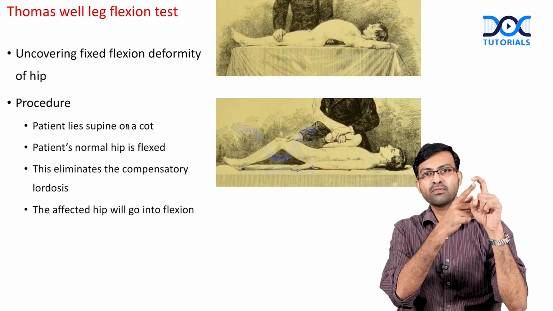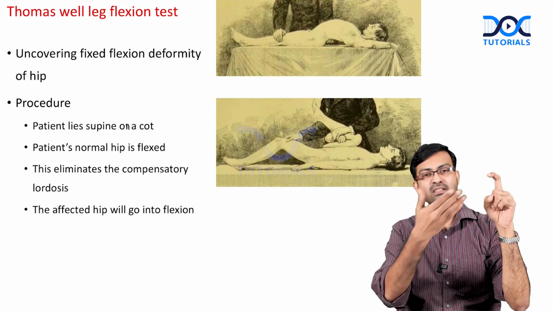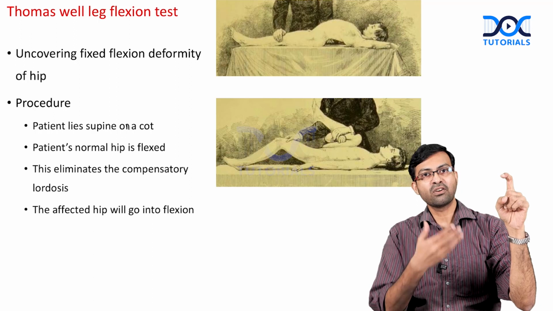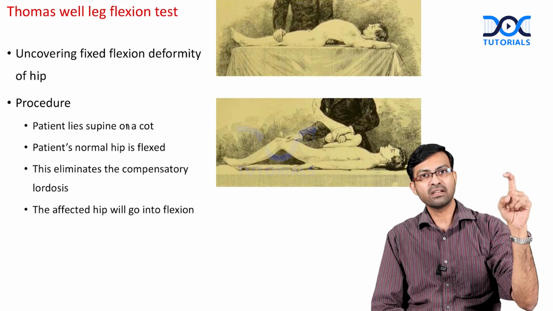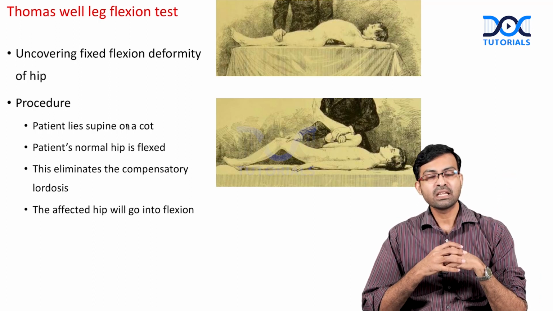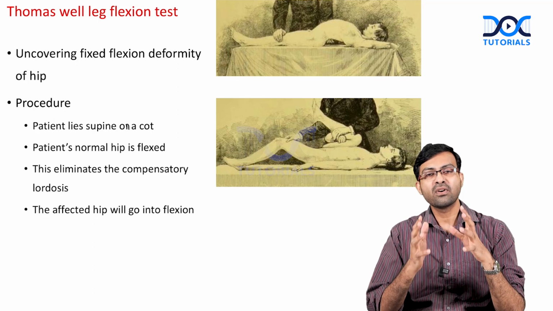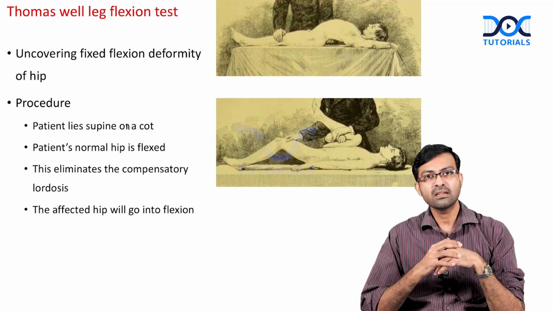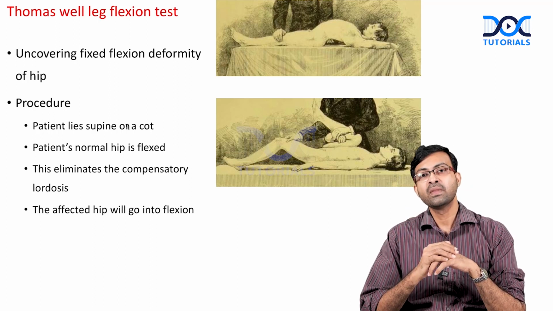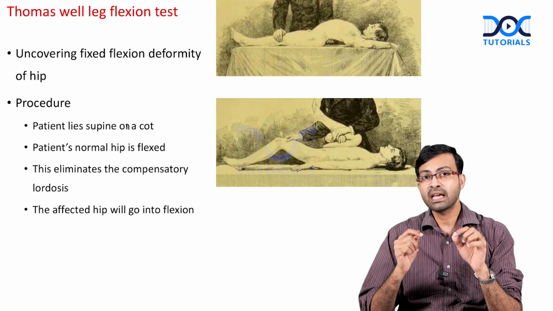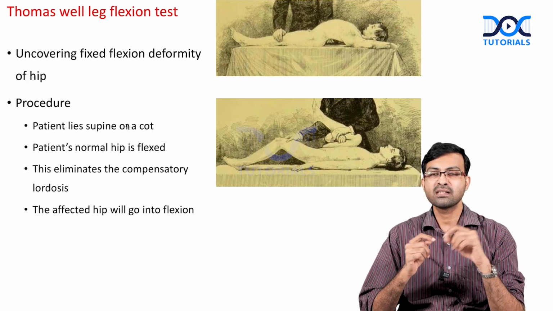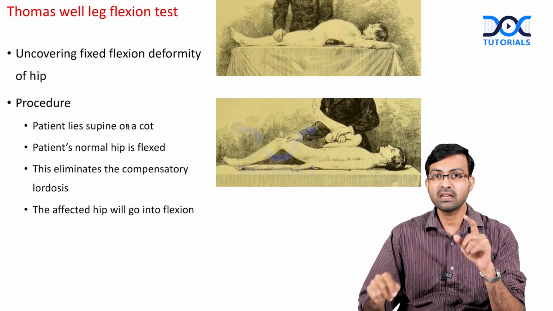If I have a flexion deformity of the finger like this, you can just look at my finger and say that Dr. Rohith has a flexion deformity of the finger, isn't it? What is so special about the hip? Why do we need a test for identifying a flexion deformity? The problem here is that flexion deformity of the hip can be masked. Okay, masked by the patient. How is this possible? I'll show you.